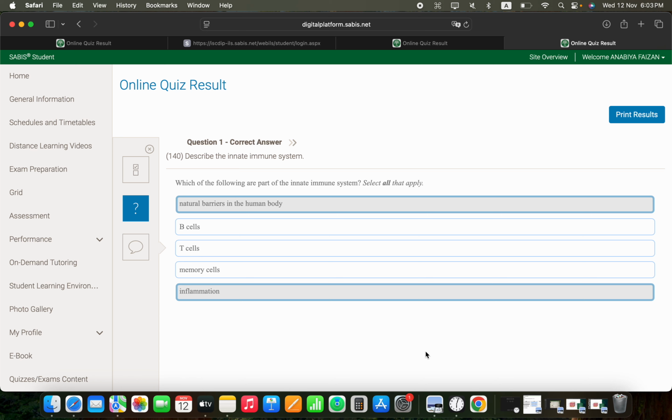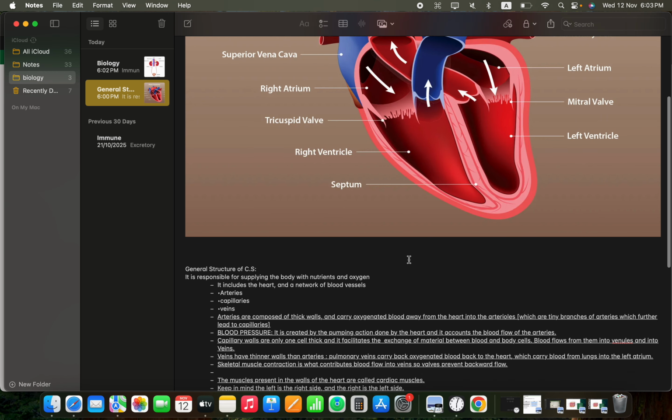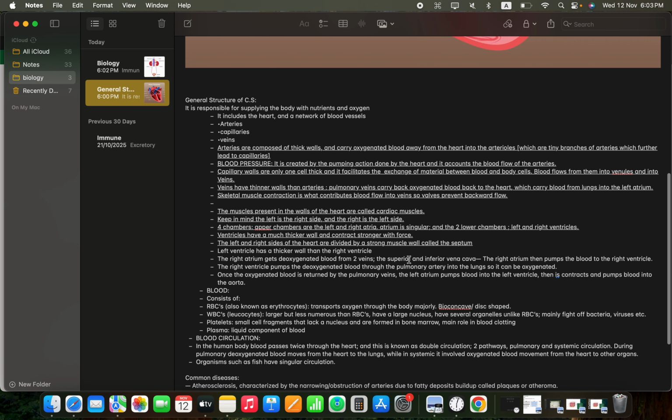Just going to cover a quick review for tomorrow's biology periodic. We have chapters 4, 5, and 6. So we have the circulatory and the lymphatic system. Then we have the immune system, and we have the excretory system. I'll start with the circulatory quickly.